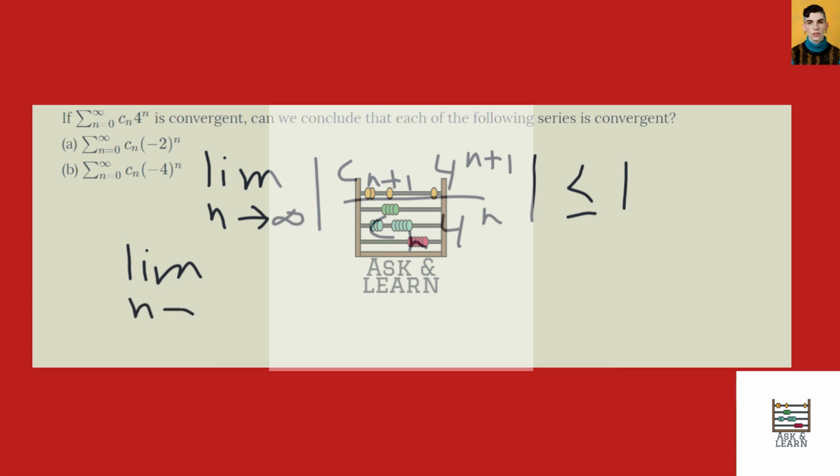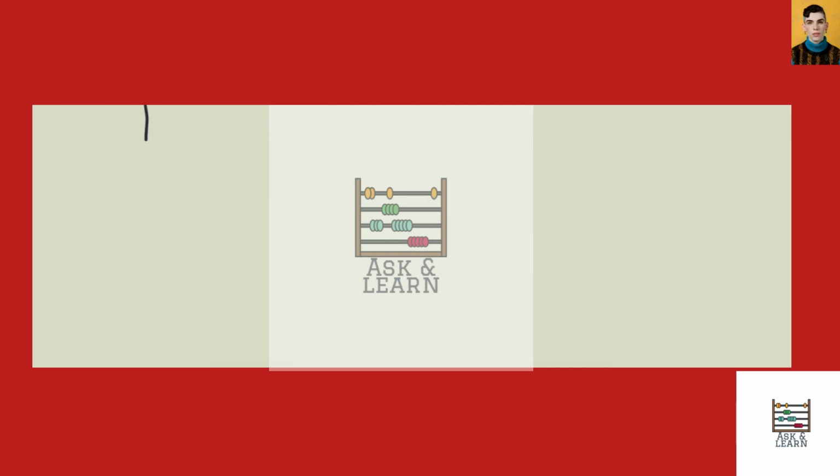So the limit as n goes to infinity of the absolute value of Cn plus 1 over Cn is less than or equal to 1/4, because 4 to the n plus 1 divided by 4 to the n is 4. So if we divide both sides by 4, then we get this inequality here. So now we can use the ratio test in part A.